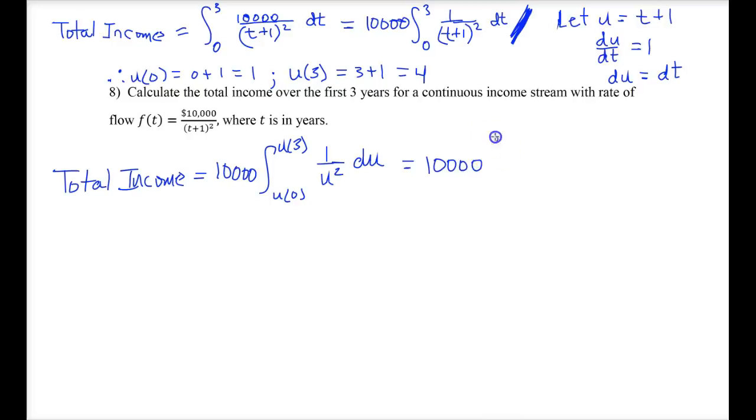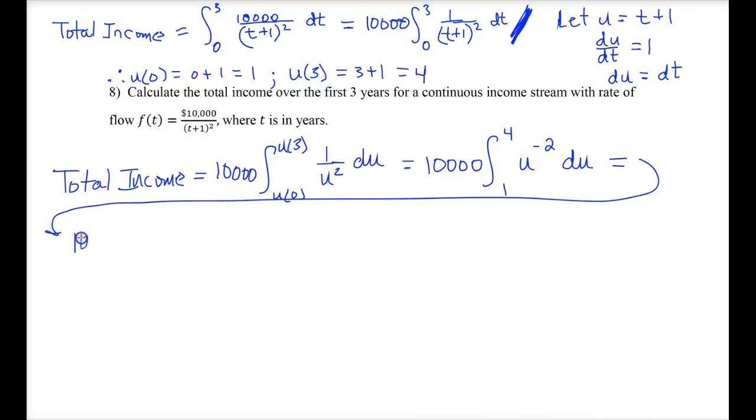And to finish that, we know that this is basically going from 1 to 4 now, and 1 over u squared could be rewritten as u raised to the negative 2 du. And so now we just need to do the antiderivative of u raised to the negative 2. So finishing all of that now, of course, we'll continue to write our 10,000 here. And this will be u raised to the negative 2 plus 1 over negative 2 plus 1, and that will be evaluated from 1 to 4.